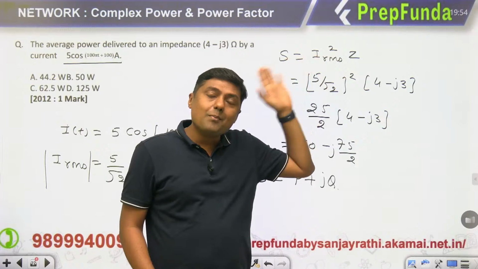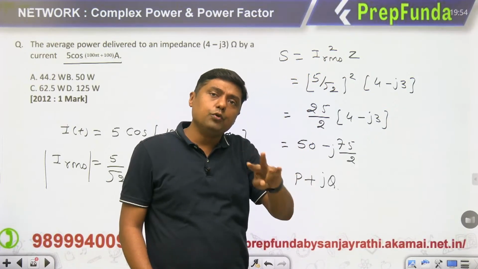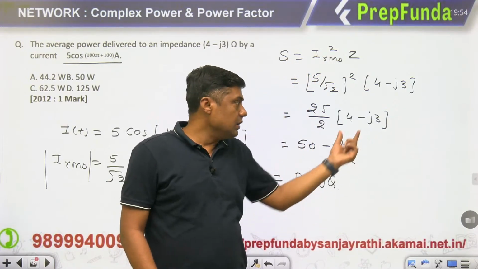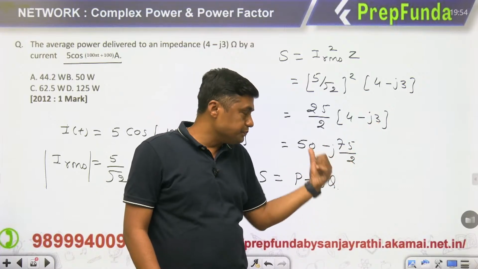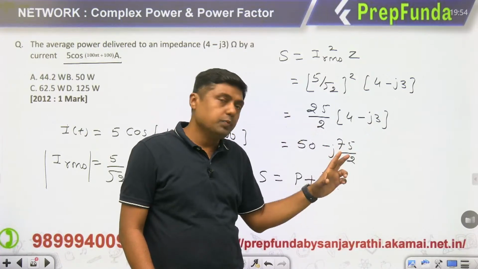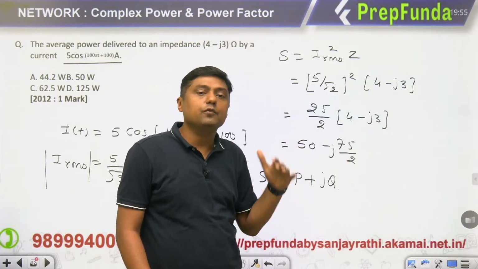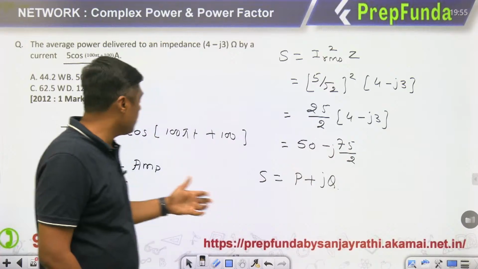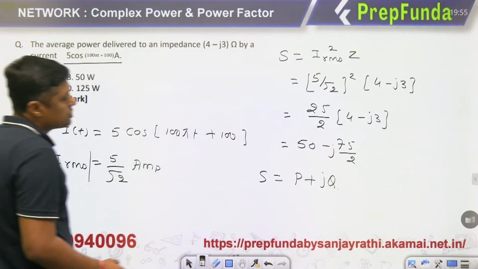The magnitude of complex power will give you what? Apparent power. Imaginary part will give you what? Imaginary part will give reactive power, VAR, and the real part will give you the average power. So this is the average power, 50 watt. Answer for this question is 50 watt.